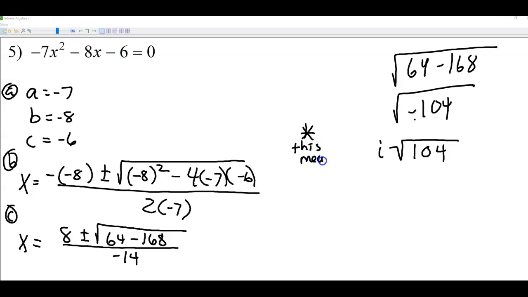This means there are no real roots. In other words, this quadratic function, if you were to graph it, would not touch the x-axis.